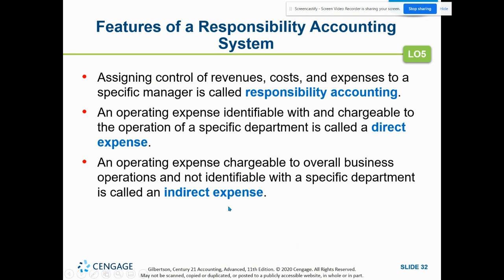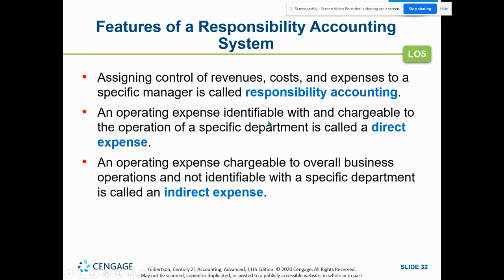So it says assigning control of revenue, costs, and expenses to a specific manager is called responsibility accounting. So we want to make sure that the information we're getting for these areas is coming from somebody that's in charge of these areas. You don't want somebody in charge of accounts receivable doing all of the revenue. So we want those people that are in direct charge of those accounts to be in charge of those areas.